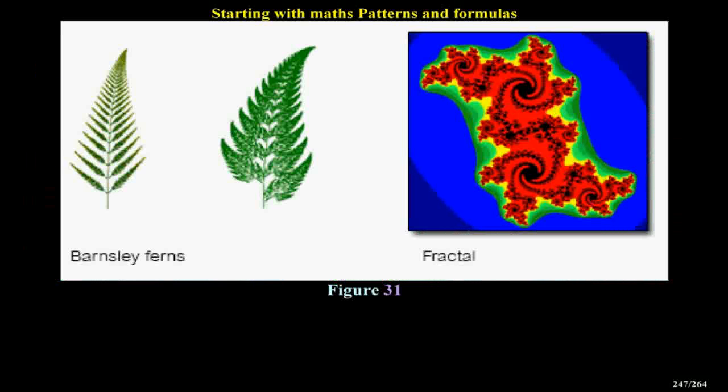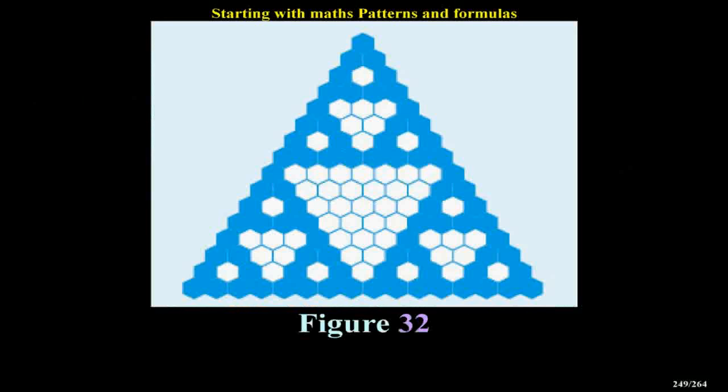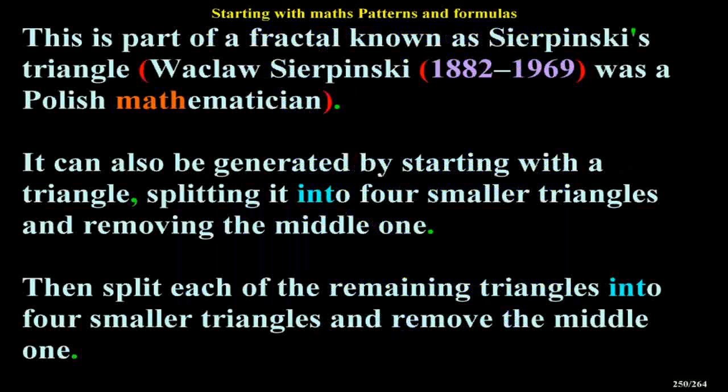Figure 31. You can generate part of a fractal yourself by using Pascal's triangle that you constructed earlier in the unit. If you shade in or cover all the odd numbers in the triangle, a pattern starts to emerge as shown below. Figure 32. This is part of a fractal known as Sierpinski's triangle. Wacław Sierpiński (1882–1969) was a Polish mathematician.